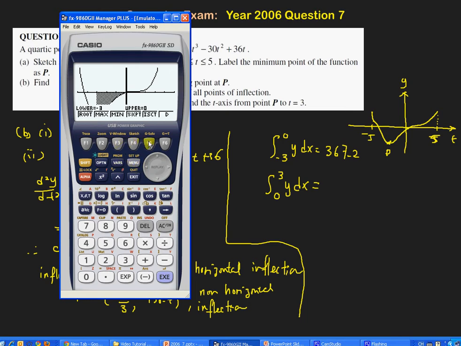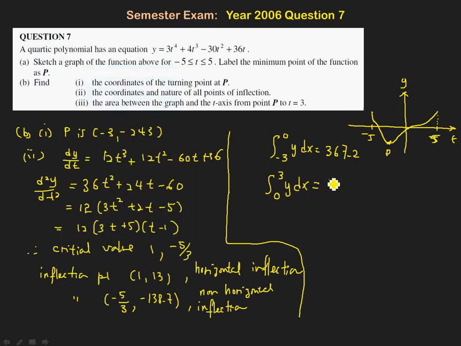We're going to use lower bound 0 and upper bound 3, and so the answer is 118.8. It's 118.8. Therefore the area is the sum of these two values. Area is just add them up, which is going to be 486 unit square. And so we're done for part B. Let's move on.